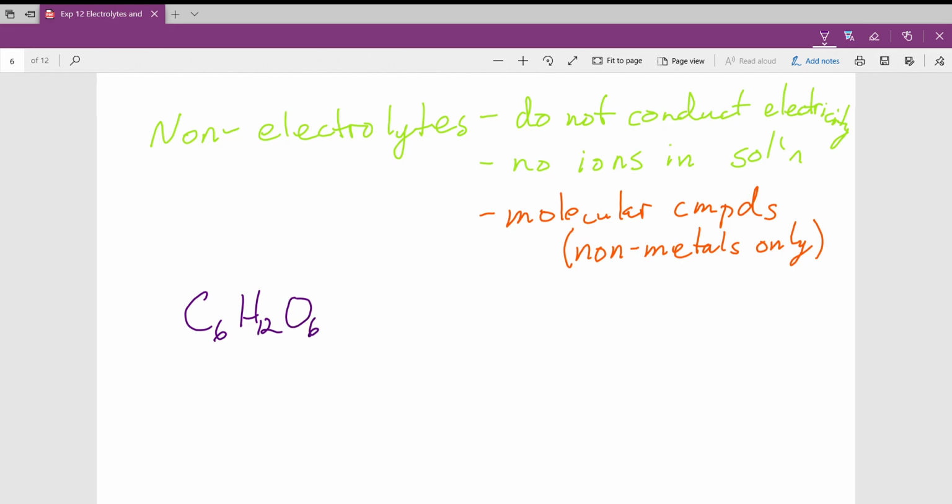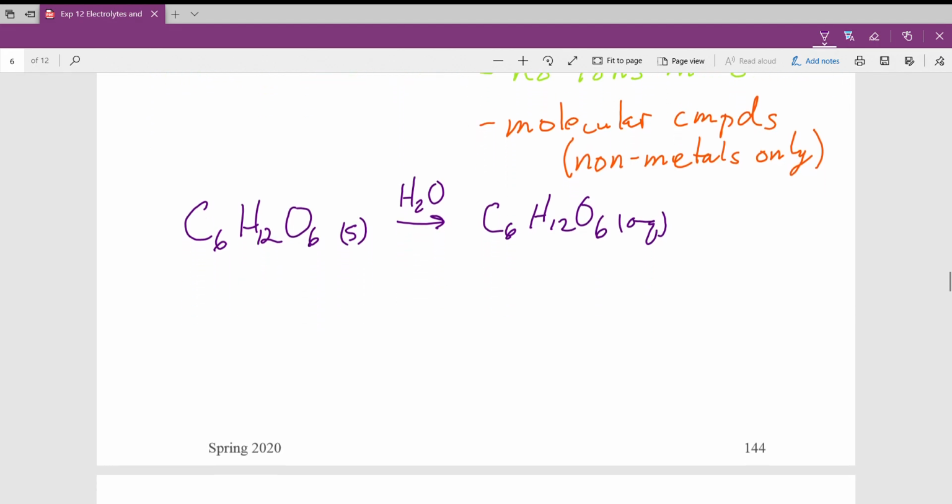C6H12O6. If we take some solid glucose and we dissolve it in water, I'm just going to say we're adding it to water there, we will get C6H12O6, aqueous, no ions, okay? So it will not conduct electricity, but it will dissolve.